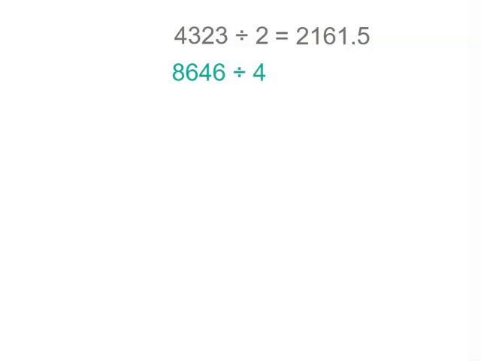But don't forget, our original problem was this. So 8,646 divided by 4 is 2,161.5, because we divided it by 2 and then by 2 again.